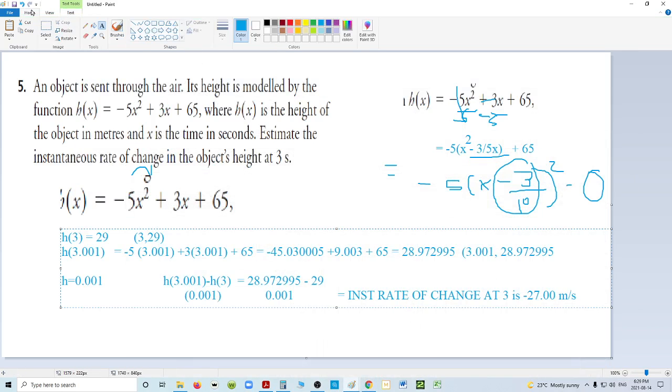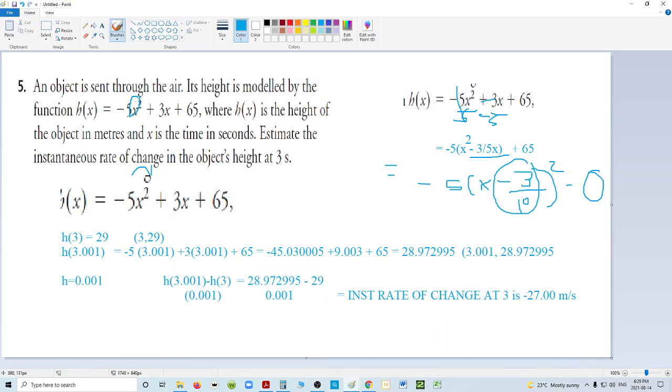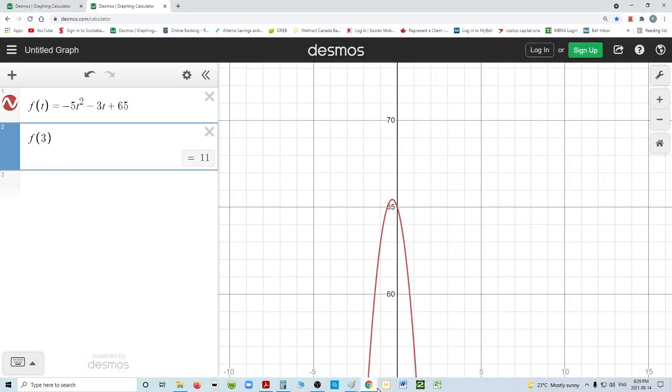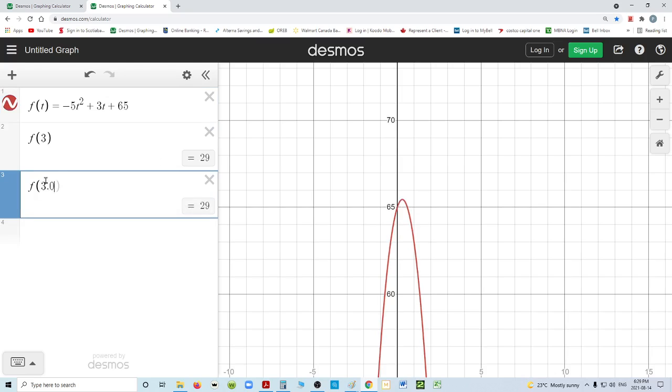Let's see where I did it wrong. Let's make sure I did it wrong, actually. Yeah. So where did I do it wrong? So 3 squared is 9, minus 45, plus 65 is plus 20. 3 times 3 is 9, 29. Well, I got it right in my calculations. Minus 5x squared plus 3x plus 65. There, so I was right. It does peak just after the y-intercept, and f of 3 is 29. Now I'm going to find my f of 3.001, which is just a second after.